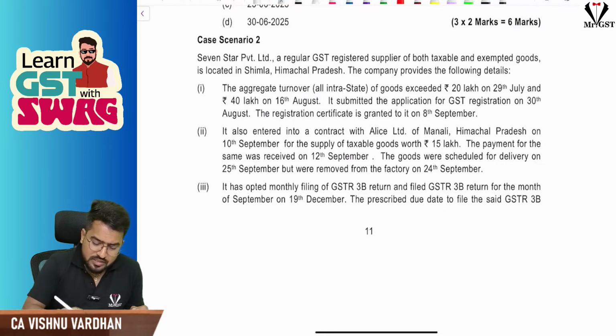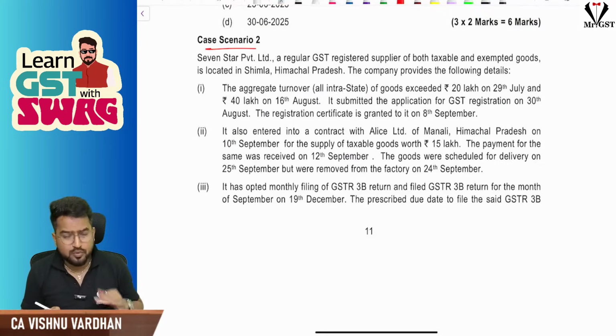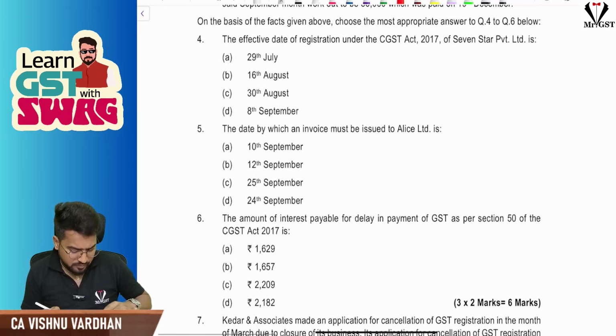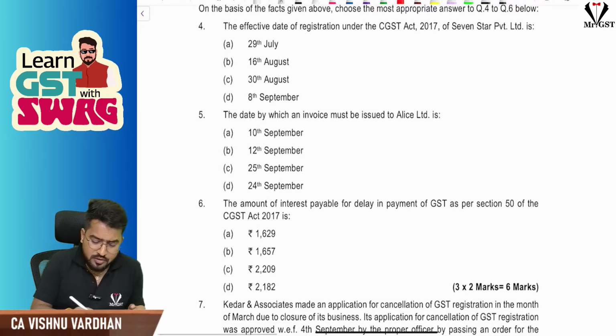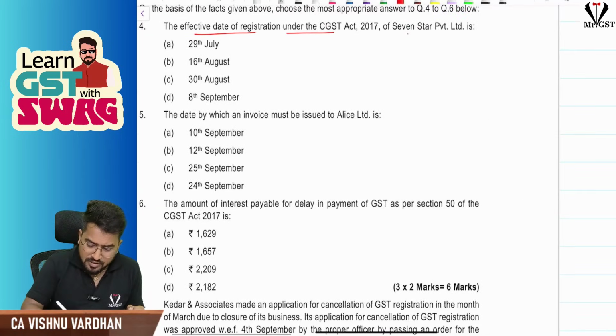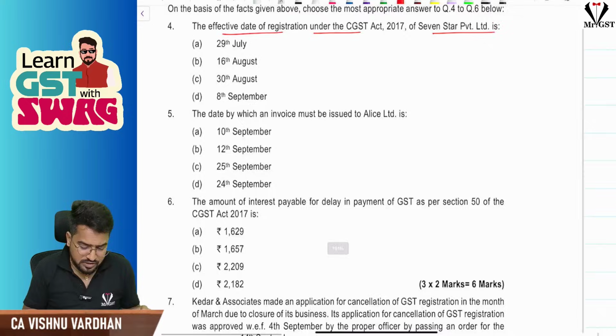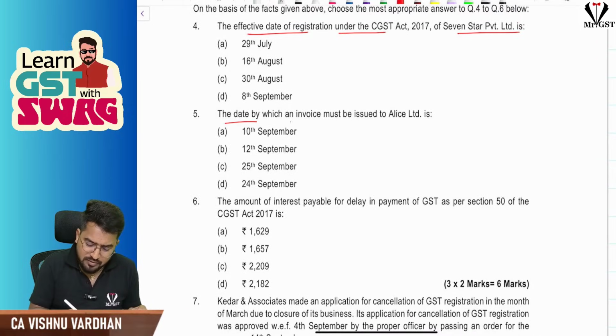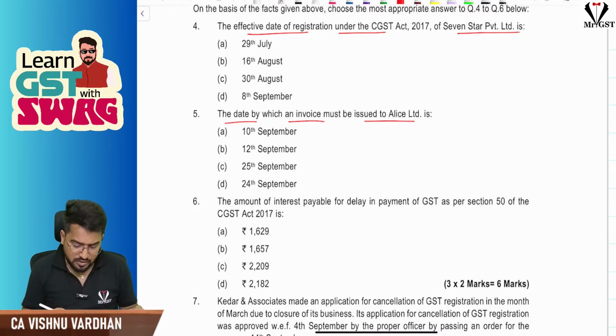So coming to the next case scenario 2. Again, let us go with the MCQs straight away first. Again, there are 3 MCQs here. What is the effective date of registration for 7-star private limited? So we should see about the effective date of registration. Next, the date by which the invoice must have been issued. So this is the due date of invoice kind of thing.